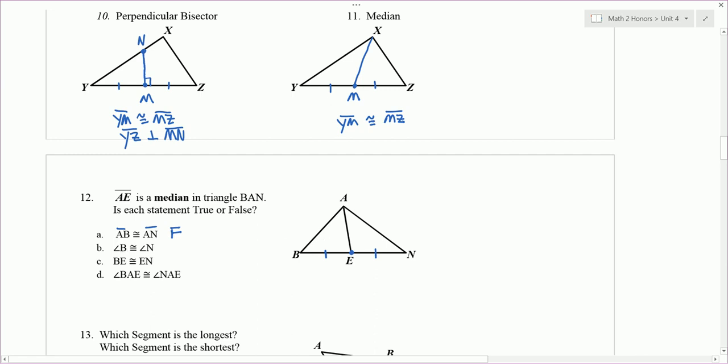Okay. Angle B is congruent to angle N. Again, we do not know that. BE is congruent to EN. That we know for sure. That's true. And then angle BAE congruent to angle NAE, false.